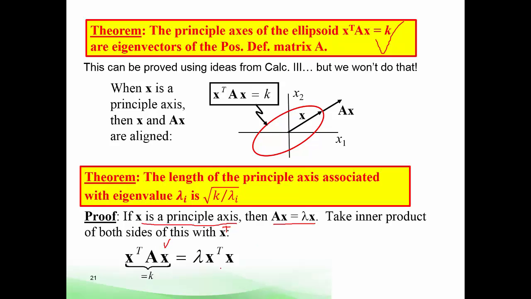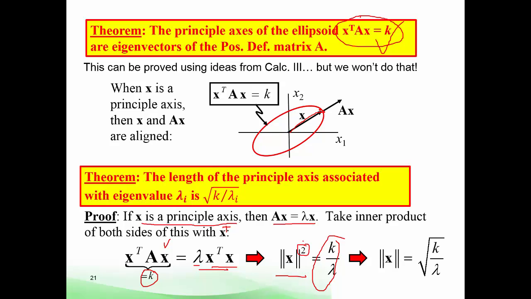Now we get this on the left, we get this on the right, but we know that from our definition of the ellipsoid, everything on the left now must be equal to k. So we have k, a number, is equal to lambda times the norm squared of x. And remember, we picked x to have the length that takes it out exactly to the edge of the ellipsoid. So just solving for that, length squared is k over lambda.